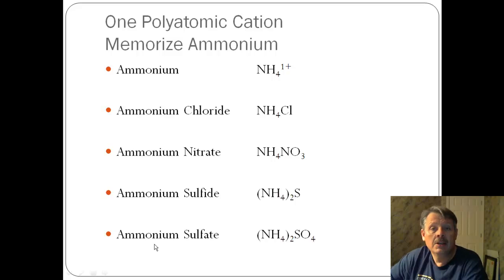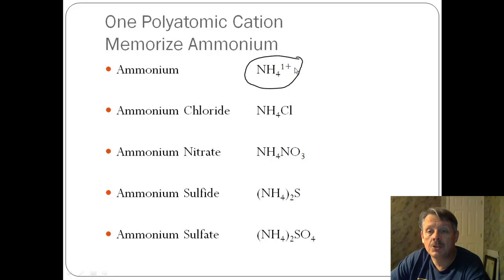All right. We do have one polyatomic cation to memorize, and that is the ammonium cation. It is NH4, and it has a 1 plus charge. So just like sodium, it's going to have a 1 plus charge. So ammonium chloride would be NH4Cl, because ammonium is 1 plus and Cl is 1 minus. And ammonium nitrate, ammonium is a 1 plus, and nitrate's a 1 minus. So you don't add any subscripts.